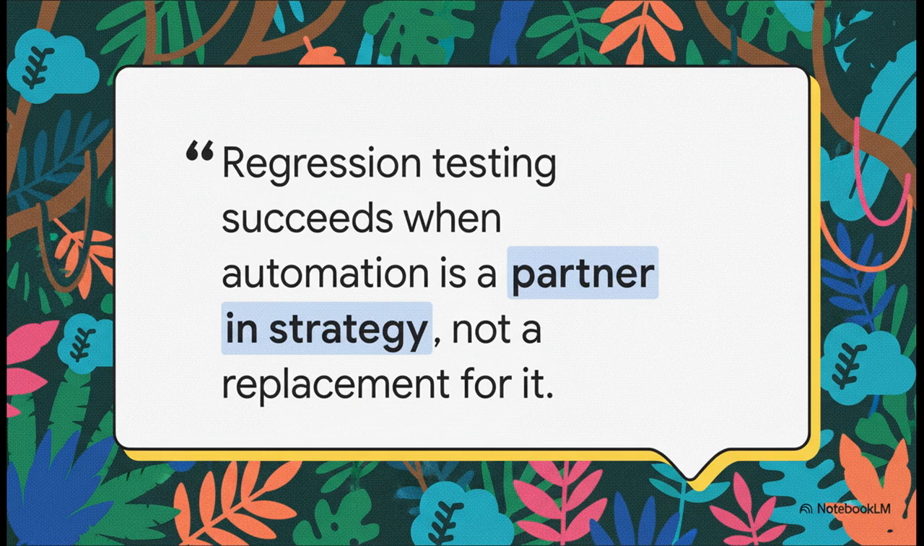Which really brings us to the main takeaway here. Automation isn't supposed to replace your QA strategy. It's meant to be a partner to it. When your tools and your strategy are working hand in hand, that's when you create that powerful safety net that allows your Salesforce jungle to not just grow, but to truly thrive.